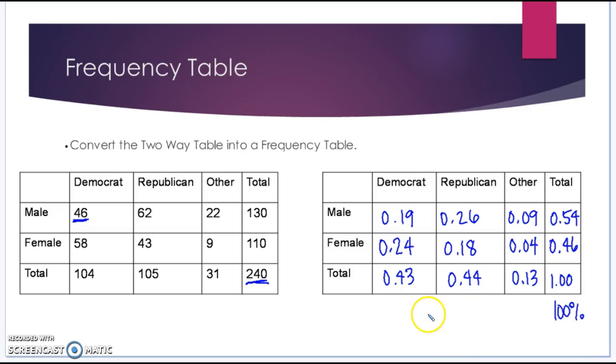So all we do to get to a frequency table is take the number divided by the total for all of our blocks. You do need to make sure, double check that your totals are still correct, because everything should still add up going across and going down. Your grand total is always 100% or 1.00.